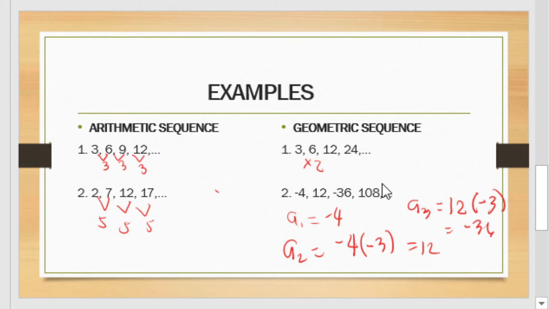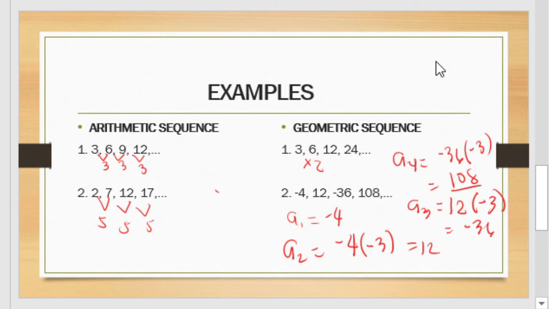So how did you obtain a sub 108 as your a sub 4? Well, your a sub 4 is actually from your a sub 3, which is negative 36. Again, you multiplied it with negative 3. That's how you obtain positive 108. So that's how you form a geometric sequence.